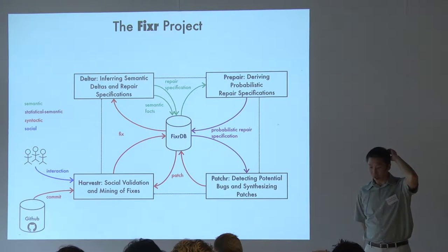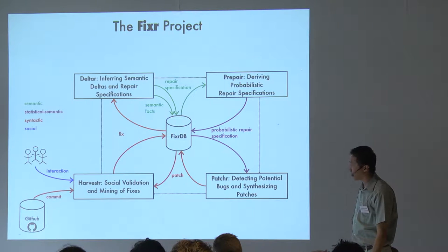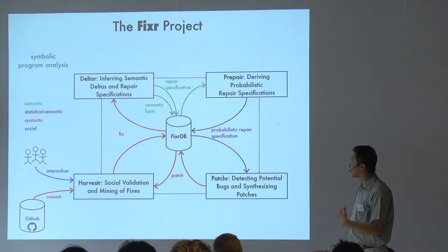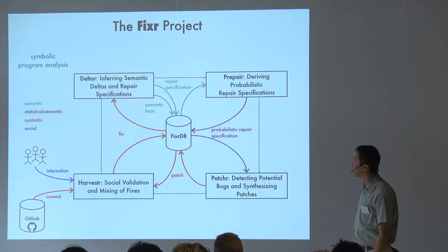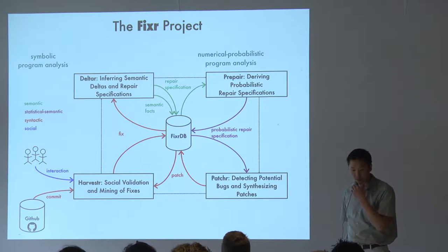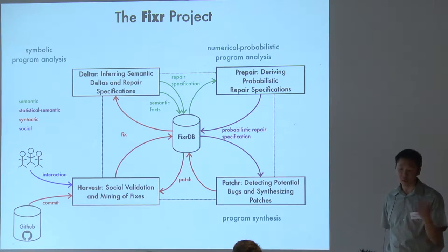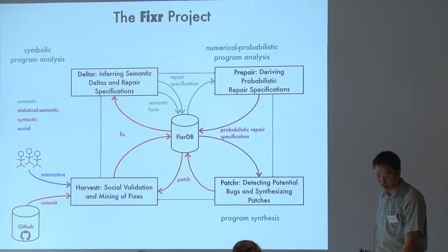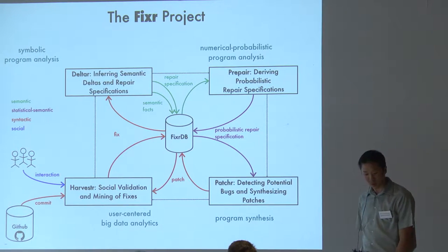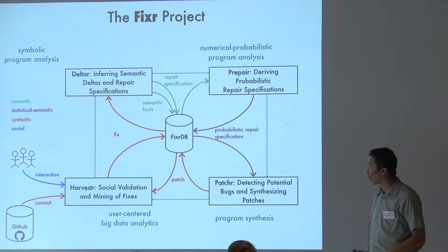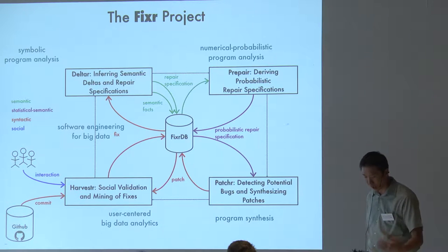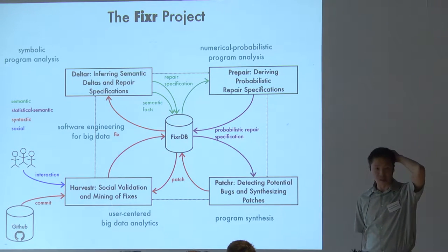So this is a big project where we're looking at, from this diagram, an interaction using symbolic program analysis techniques, at a very, very high level, that allows us to transition from syntactic artifacts to semantic artifacts, to something that's statistical and semantic, to derive repair specifications, and then use those repair specifications in the context of synthesis to generate patches to transfer a bug fix into something that's relevant for my context. Coupled with some user-centered analytics to drive and identify particular commits that might be potentially interesting. All coupled with the need for software engineering.